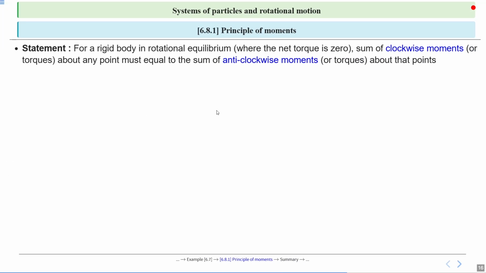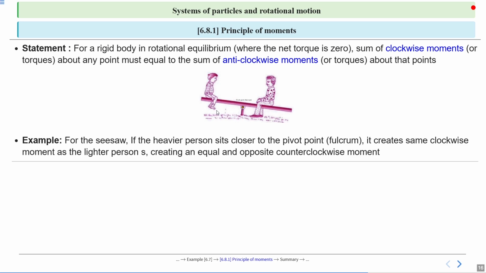Okay. Principle of moments. For a rigid body in rotational equilibrium, where the net torque is 0, the sum of clockwise moments or torques about any point must be equal to the sum of anti-clockwise moments or torques about that point. Let's understand it with a best example. The example is a seesaw.